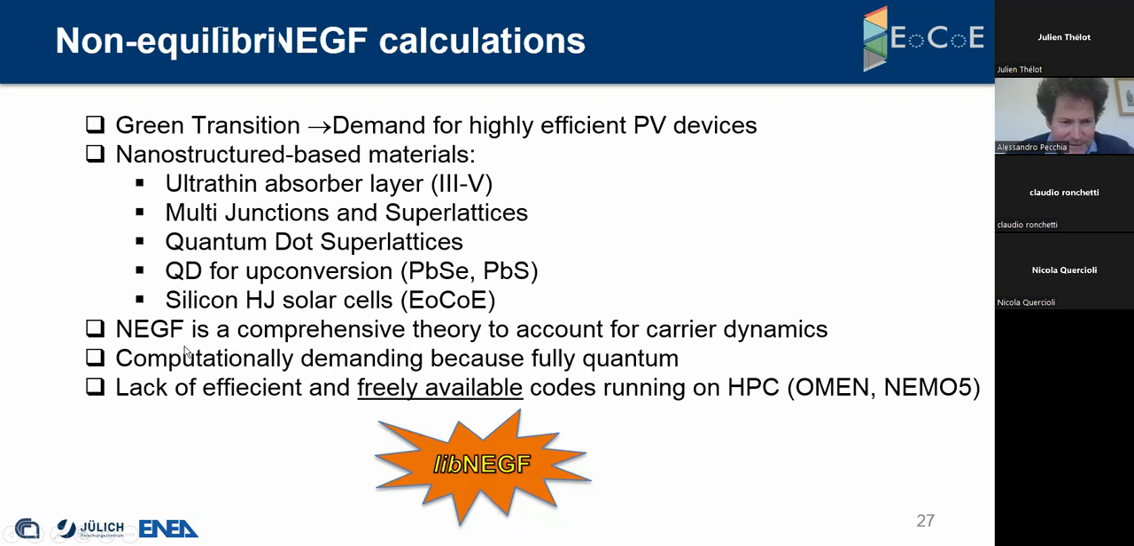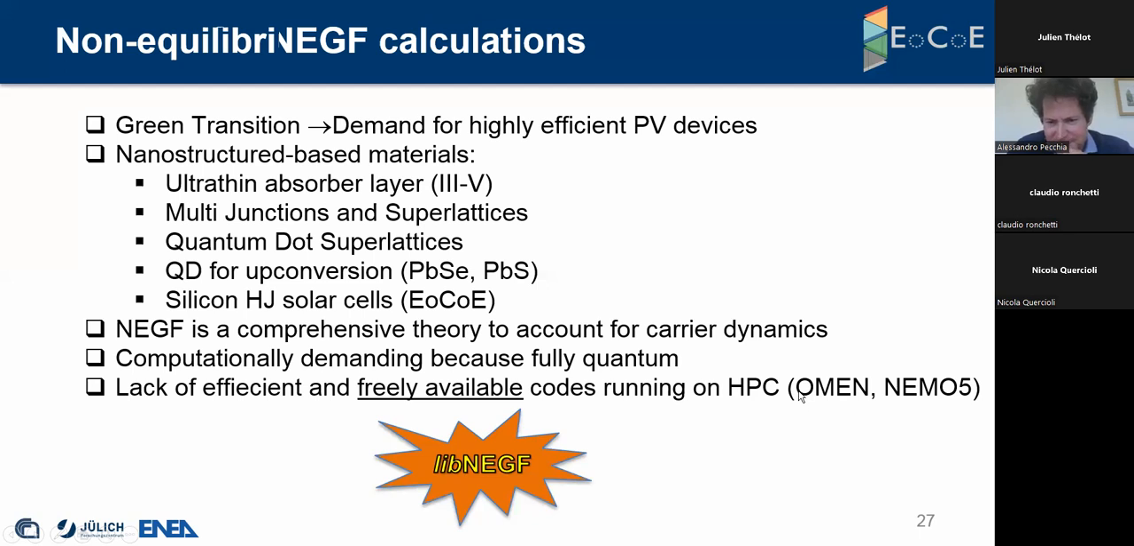And of course, Green's functions are computationally demanding because we are working with objects that are typically large matrices, and they tend to be full, not sparse, but dense matrices. So it becomes really computationally demanding in terms of memory and also real numerics. And there is also a lack of freely available codes around.